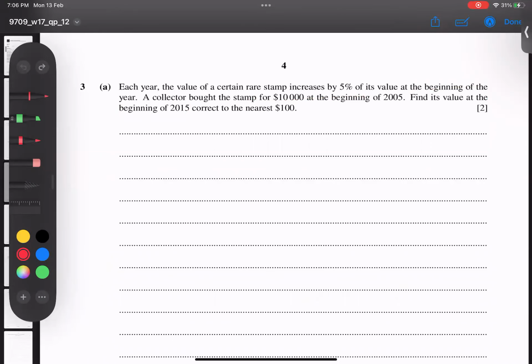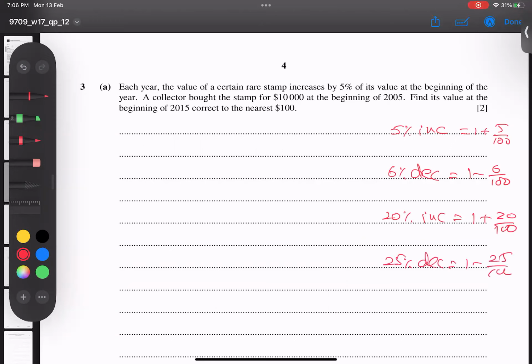Okay, so make sure whenever he says 5% increase, it is taken as 1 plus 5 over 100. If we say 6% decrease, we take 1 minus 6 over 100. For example, 20% increase means 1 plus 20 by 100. If we say 25% decrease, it is 1 minus 25 by 100. So this is the clear approach whenever these kinds of questions come.